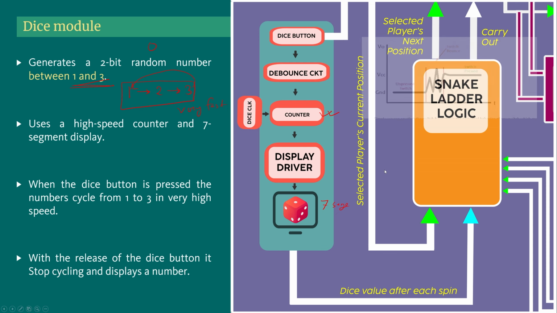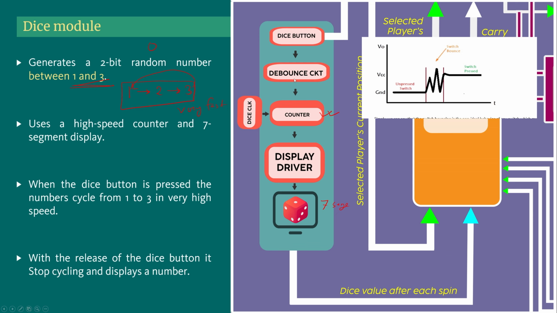Also, there is one thing called a debounce circuit. This is basically for your hardware part. I'm just showing you a bit. Whenever the switch is unpressed, you can see this is the 0 value. Then whenever you press a switch, there is some bouncing here. This causes some disturbance in the hardware circuit. In software there is no problem with debouncing, but in hardware this is the main problem.